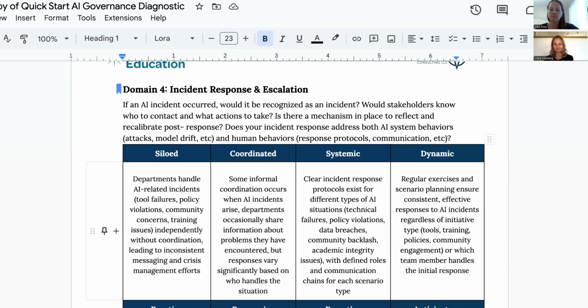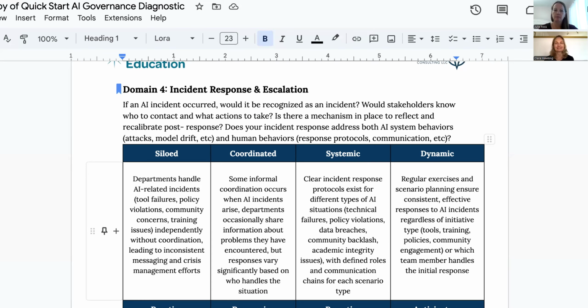And then incident and response escalation is domain number 4. If an AI incident occurs, would it be recognized as an incident? What happens there? Who should stakeholders contact? If families have questions, who do they go to? What actions should be taken?